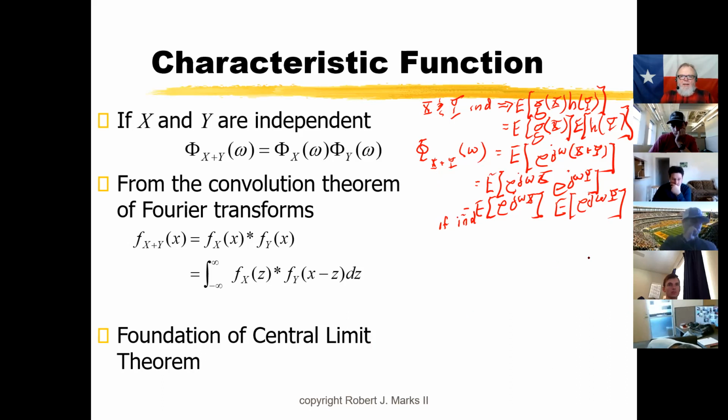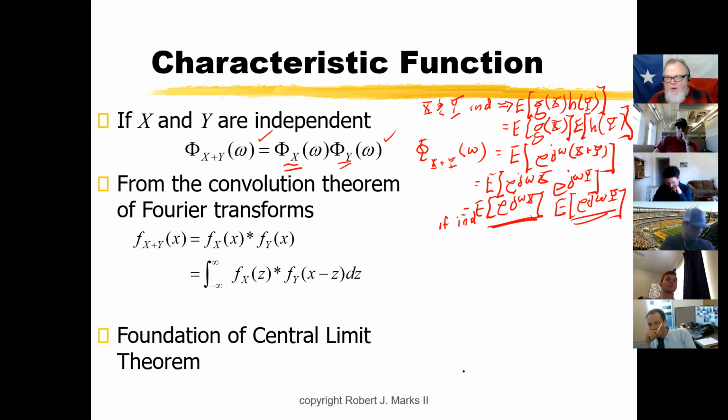Well, you see what we've done. This one is phi sub x, and this one is phi sub y. So it turns out that if you have independent random variables, then the characteristic function of their sum is equal to the product of the characteristic functions. That's really interesting. The characteristic function of the sum is equal to the product of the individual characteristic functions.